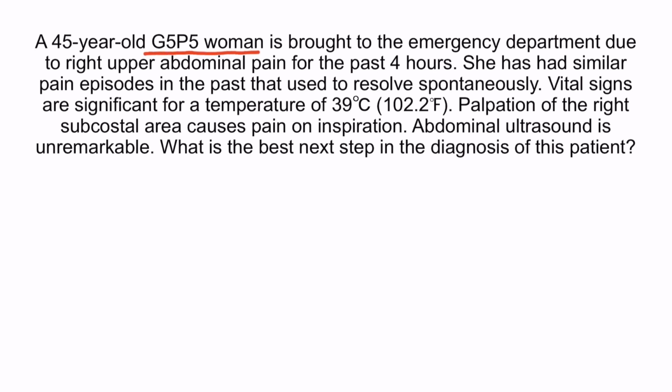This multi-parous woman over the age of 40 complains of right upper abdominal pain for the past 4 hours. She's had similar pain episodes in the past that used to resolve spontaneously. These episodes are most likely consistent with biliary colic. Vital signs are significant for a fever of 39 degrees Celsius. Palpation of the right subcostal area causes pain on inspiration. This phenomenon is known as Murphy's sign and is present in patients with acute cholecystitis. Fever further supports a diagnosis of acute cholecystitis rather than biliary colic in this patient.